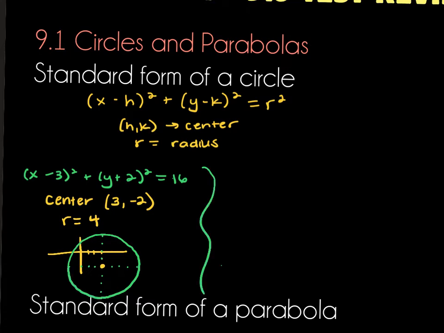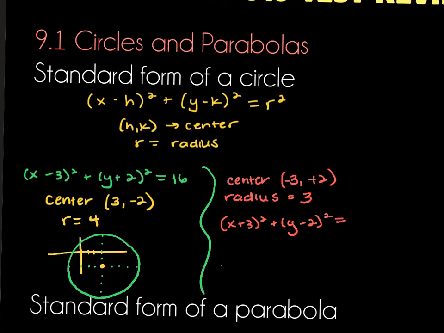The other way that you could see it is maybe it'll give you the information like the center and the radius. Let's make this negative, this positive, change it. Radius is, I don't know, 3. So I'd get x plus 3 squared plus y minus 2 squared equals 3 squared, which would be 9.